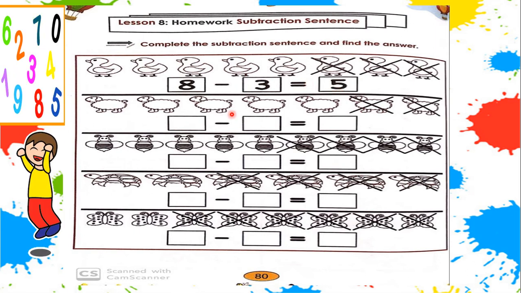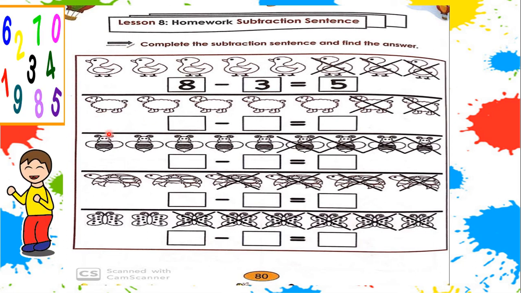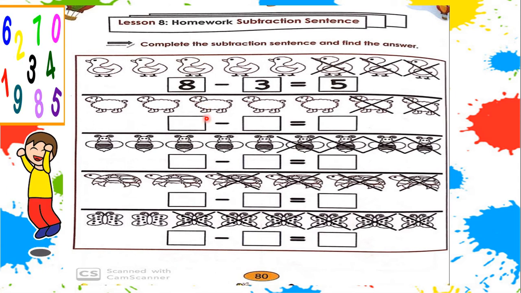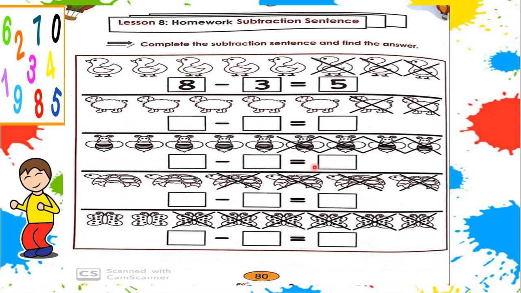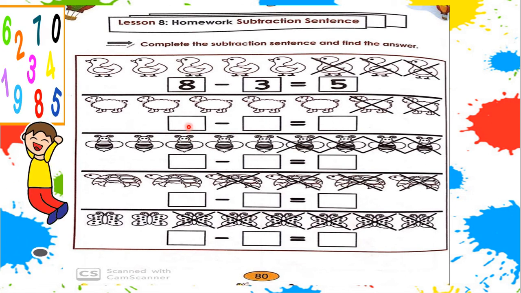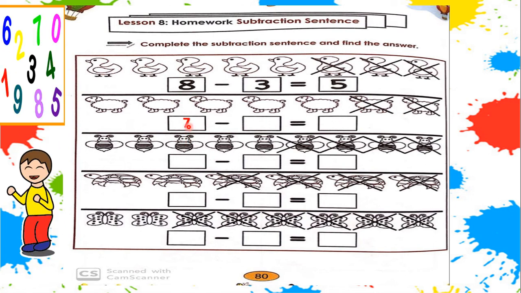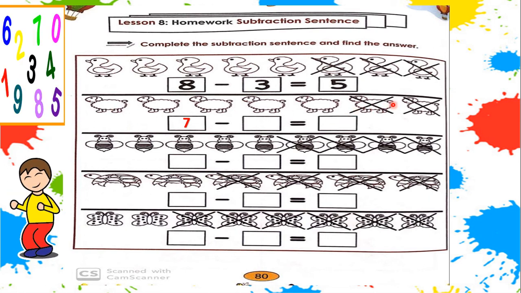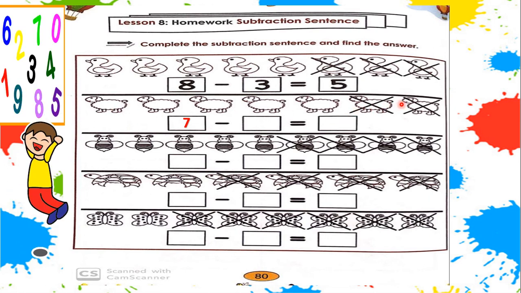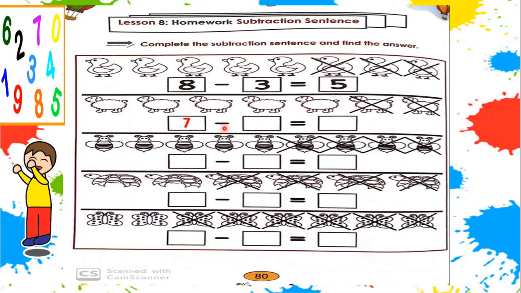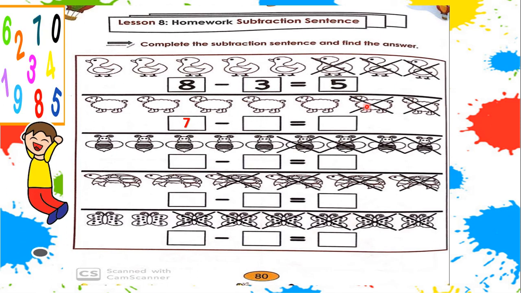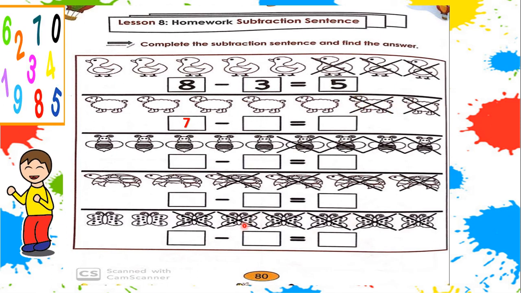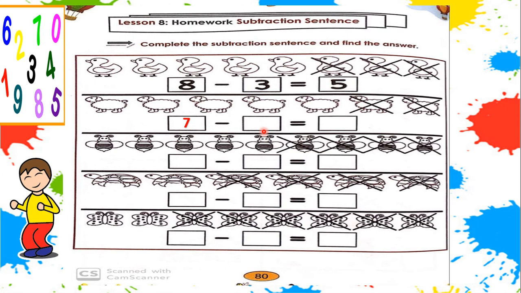So let's proceed to the next box. So first, count all. 1, 2, 3, 4, 5, 6, 7. So the number that you write here is number 7. So it means there are 7 objects in the group. So 7 minus, okay, we take away how many? 1, 2. So you have to write in the second box number 2.